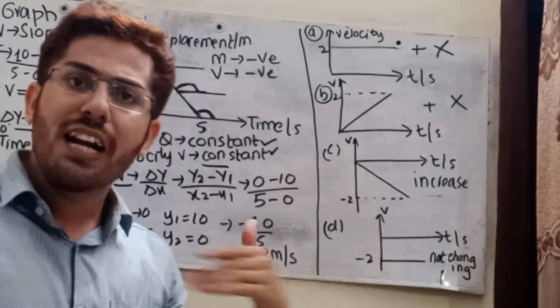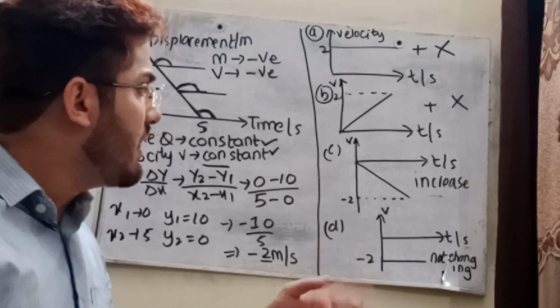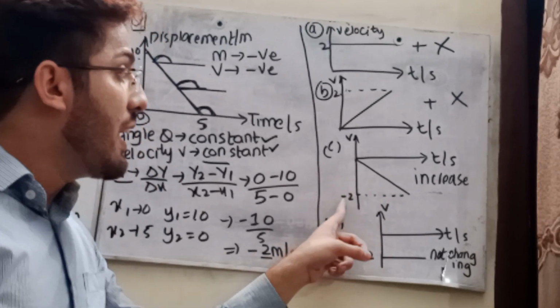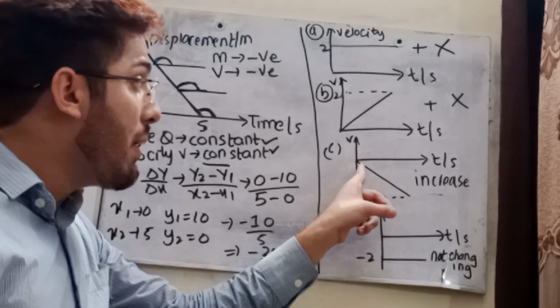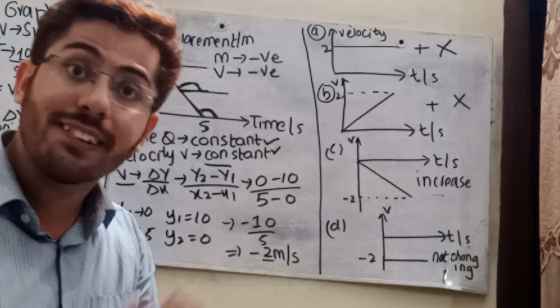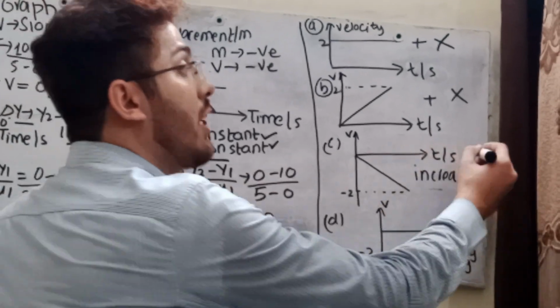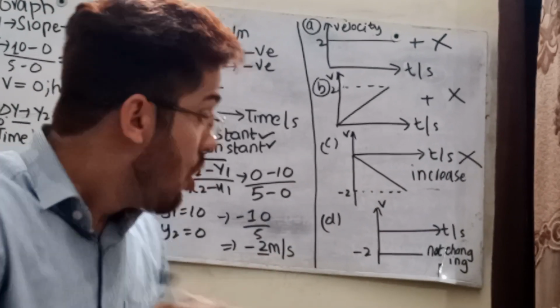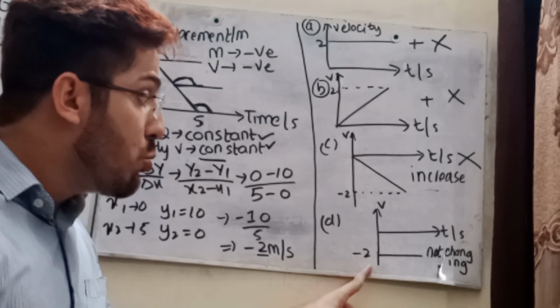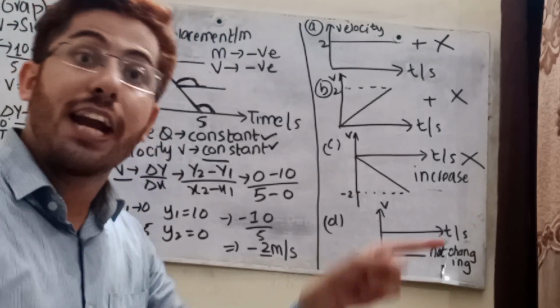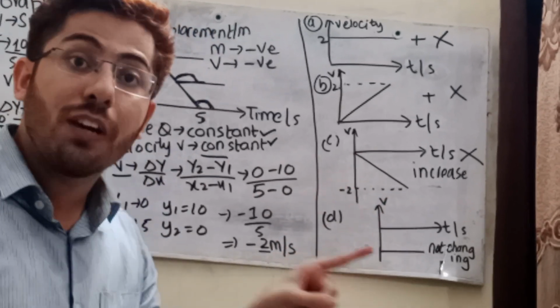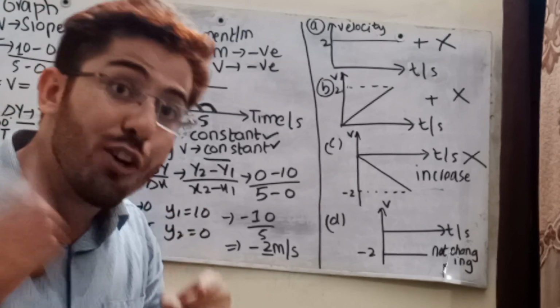Now this C and D I am going to see. Let's see, student. C is basically -2, but student, remember this is increasing. I don't want the increasing answer. Definitely. Now this is -2. This is a horizontal line. It means that in a velocity time graph, a horizontal line means it is not changing.